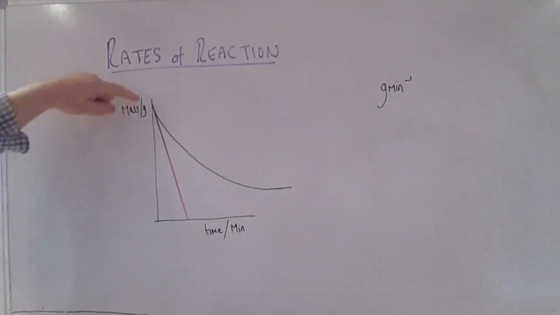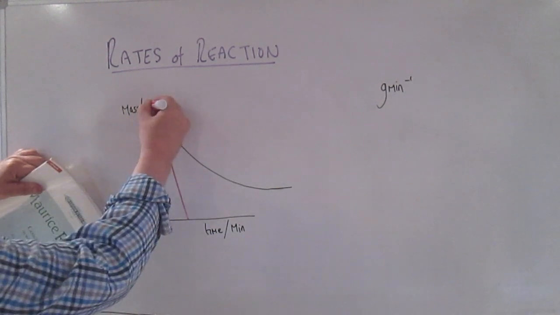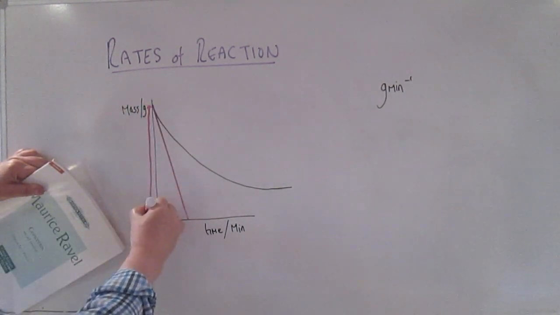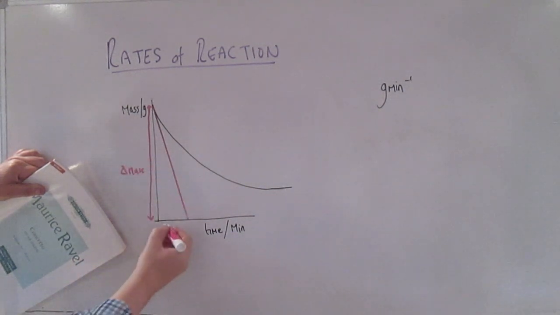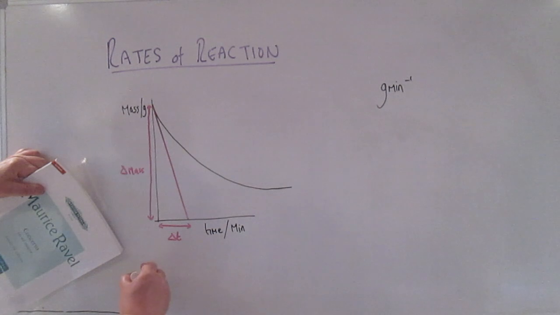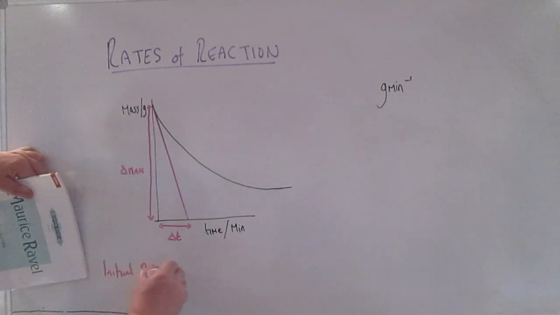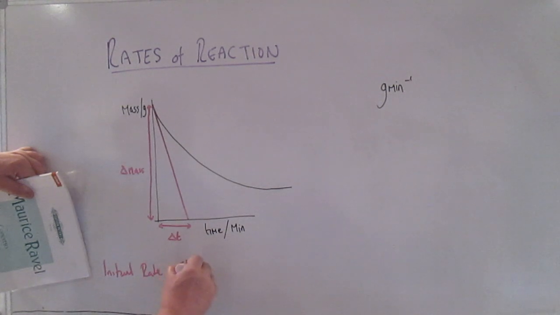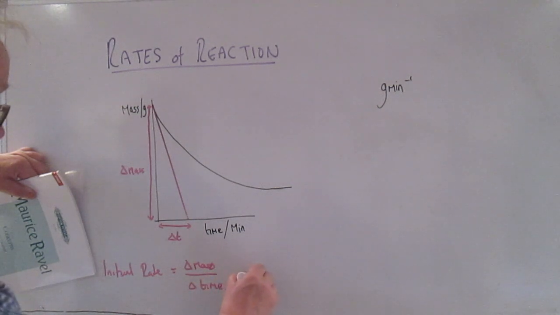Something like that. And the gradient of that, which remember is change in mass, which is that, divided by the change in time, which is that. Okay, so the initial rate, which means at the beginning, is delta mass over delta time in grams per minute.